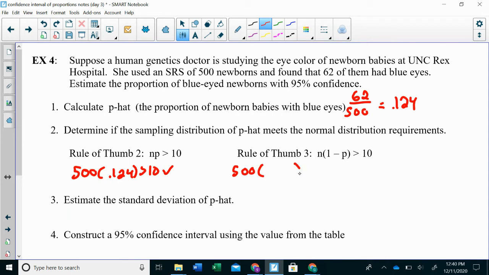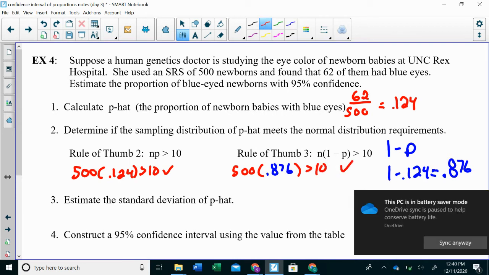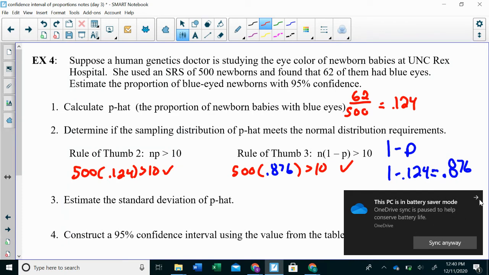500 times 1 minus p. 1 minus 0.124 is 0.876. So 500 times 0.876. Does that continue to be greater than 10? Check. Yes, it is.